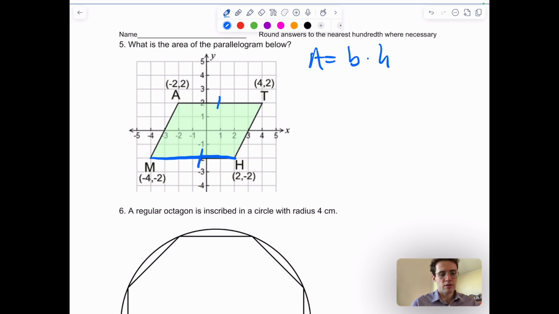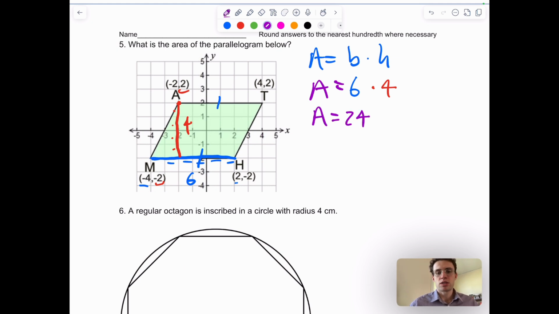And you can just count the length of it by going 1, 2, 3, 4, 5, 6, count the squares. Or you could go, all right, it goes from -4 to 2. So the difference between -4 and 2 is 6. And then the height will be perpendicular to that. So going like this way. And again, you can count the squares, 1, 2, 3, 4. Or you could go, okay, well, it's going from -2 up to 2. That's a distance of 4. All right, so our base is 6. Our height is 4. The area will be those two multiplied, so that would be 24.